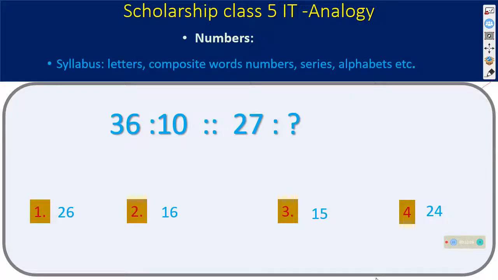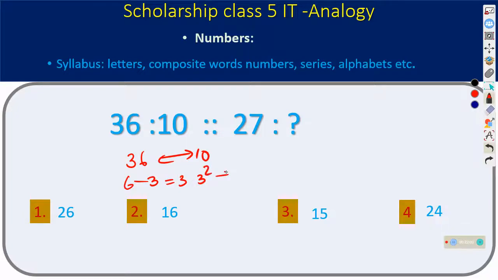Here is the next question where you have 36, 10 and 27 something. We need to find out the relationship between 36 and 10. Not so easy to find out because I spent a lot of time on it. Ultimately I could see that it is 6 minus 3 which is equal to 3, then 3 square plus 1. I am giving the answer directly, but it was not easy for me. I did a lot of practice on this, then I got it.